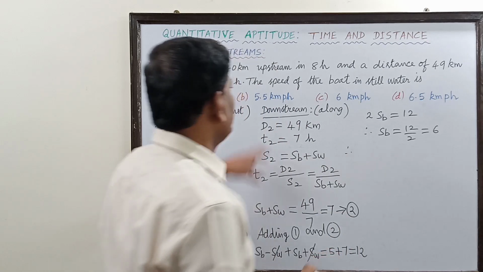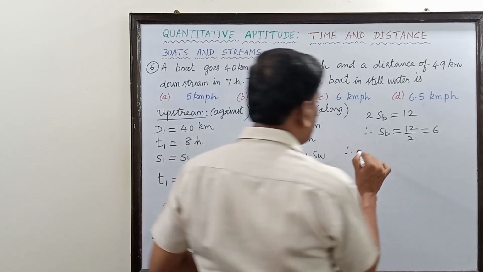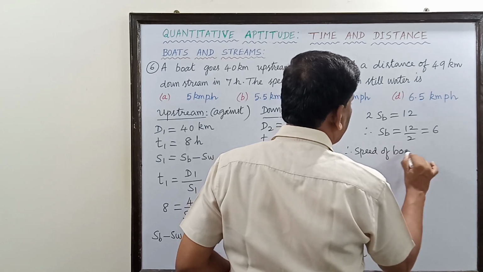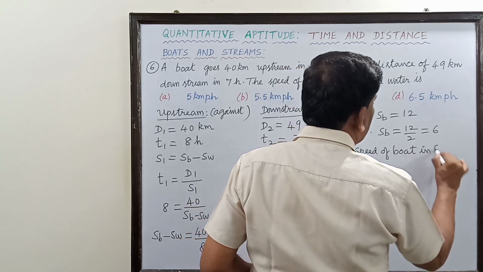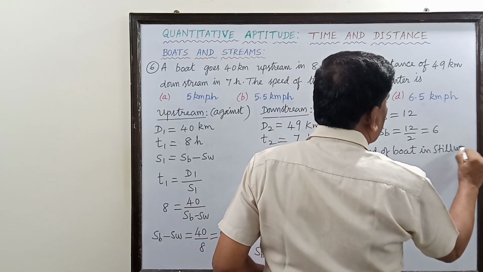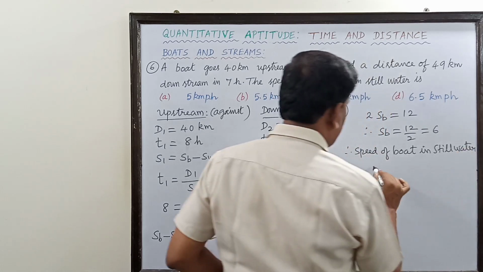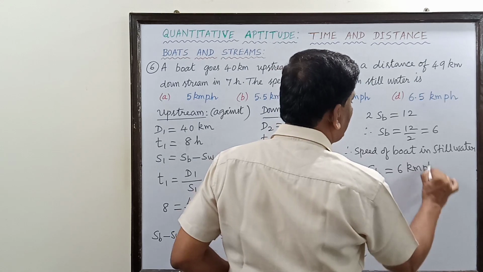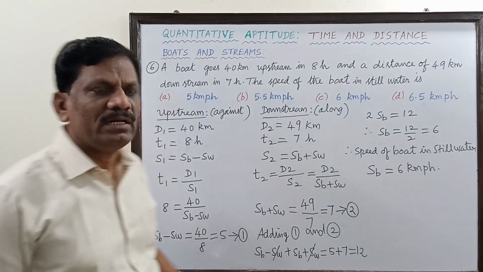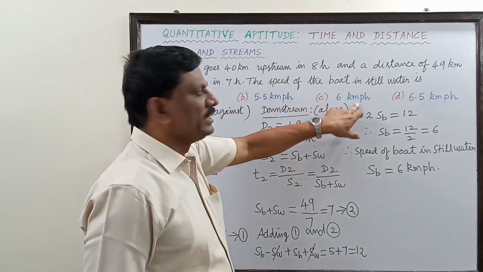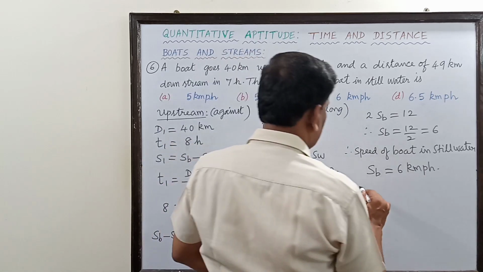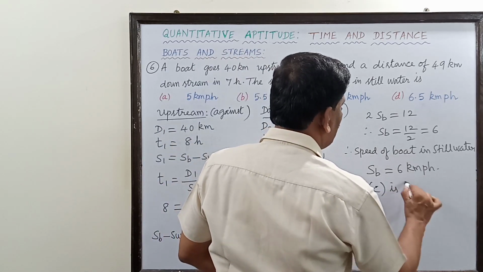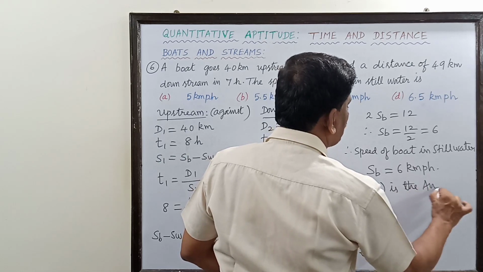Therefore, what is asked here? The actual speed of the boat. So the speed of the boat in still water, SB, is equal to 6 km per hour. That is the answer. So which is the correct option? Option C. SB is equal to 6 km per hour, so option C is the correct answer.